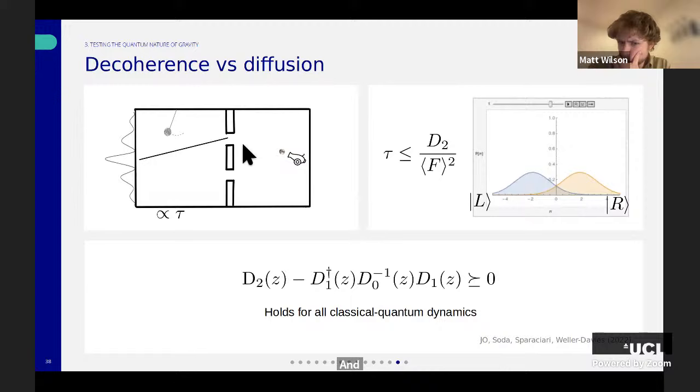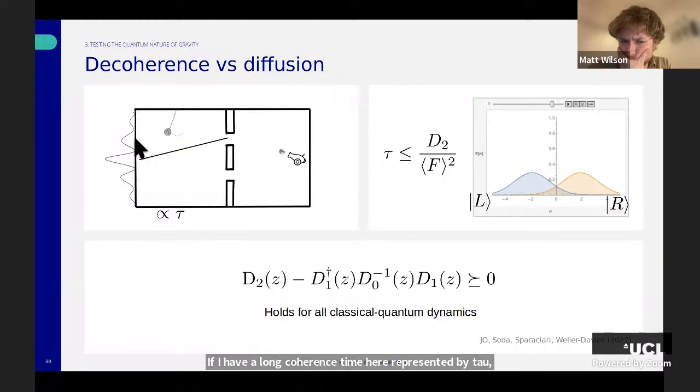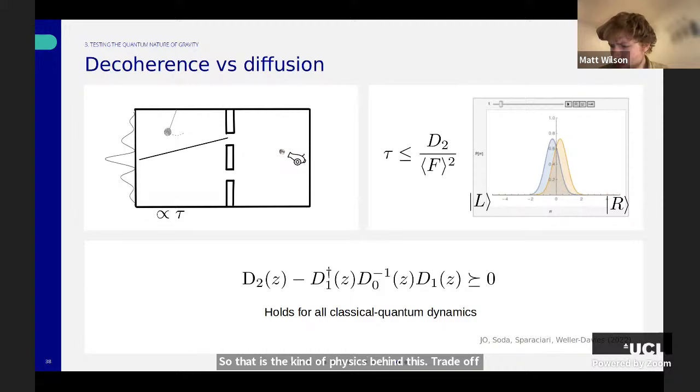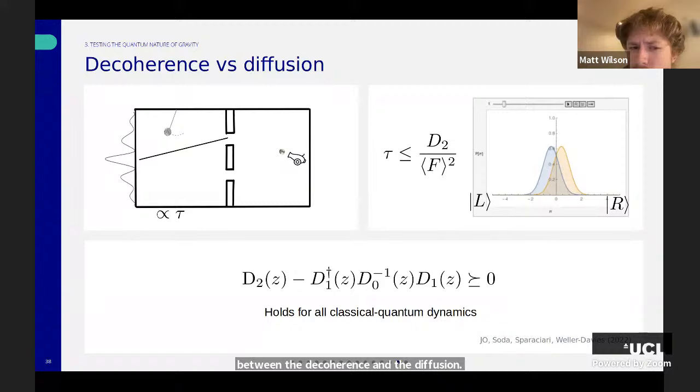If I have a long coherence time, here represented by tau, and if this box is very long, then I will need to have a lot of diffusion and stochasticity in the gravitational field in order to still have an interference pattern, because if the coherence time is long, then I really should not be able to distinguish these two probability distributions. And so the amount of diffusion has to be very large. So that is the kind of physics behind this trade-off between the decoherence and the diffusion. The longer the coherence time, the more diffusion I need. Is there a question about this trade-off?